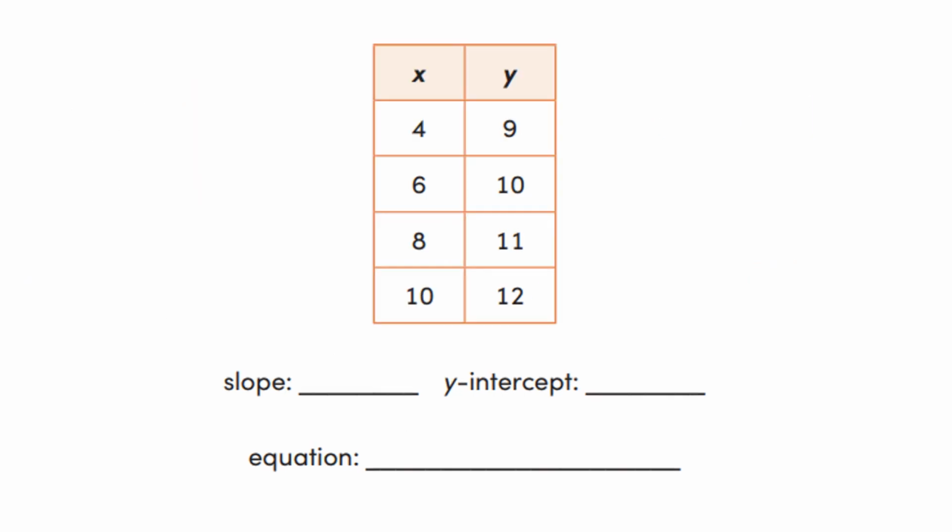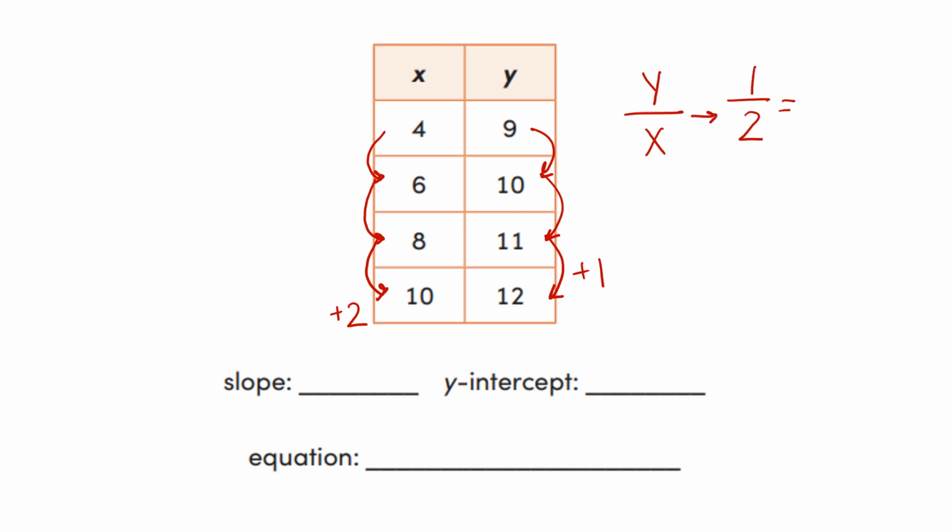For our next problem, we're still finding our pattern in our table to find our slope. 4, 6, 8, 10 is a pattern of 2. 9, 10, 11, and 12 is a pattern of 1. We set up our fraction as y over x, 1 divided by 2, and 1 divided by 2 is 0.5, or it would be called 1/2. Either of those answers is correct.